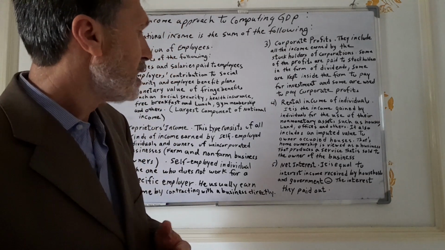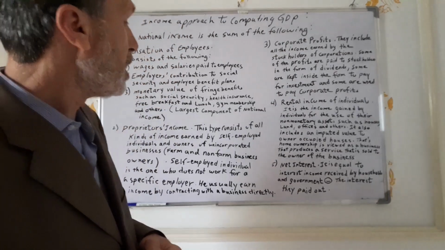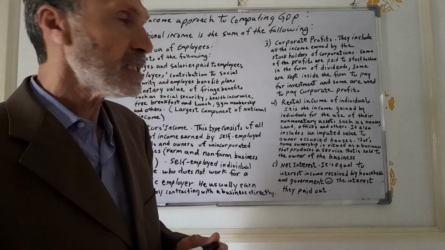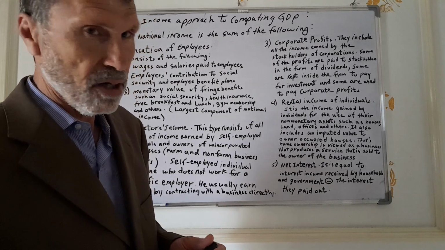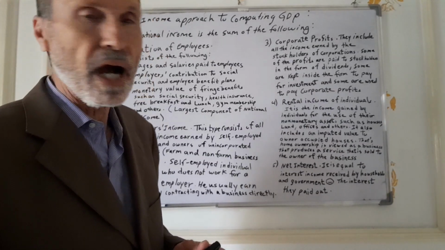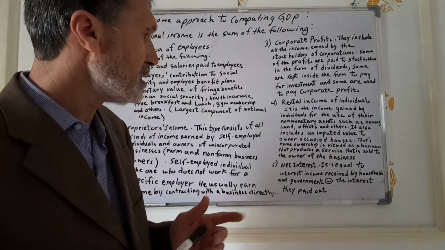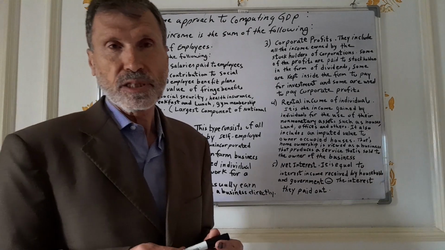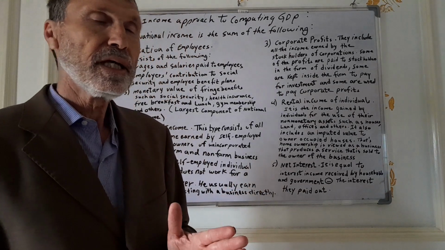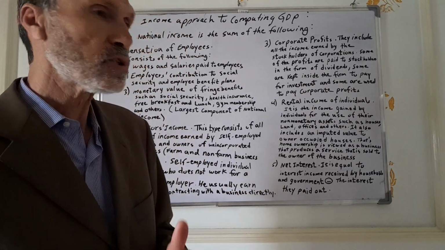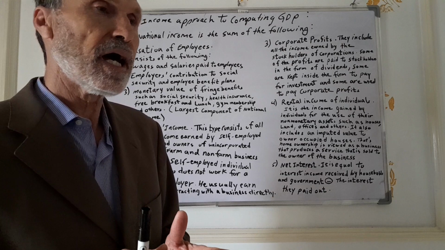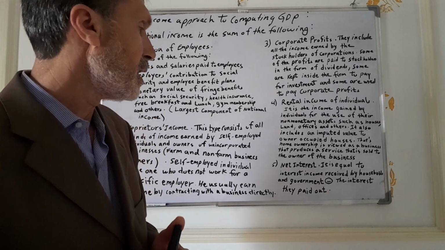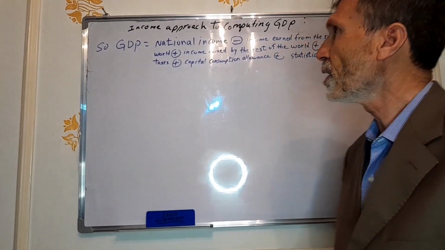Now, the last part of national income is net interest. As you can see, net interest is equal to the interest income received by households and government, minus the interest they paid out. So it is the difference between the interest households and government earn and the interest income they paid out.